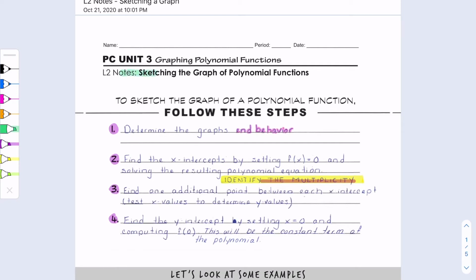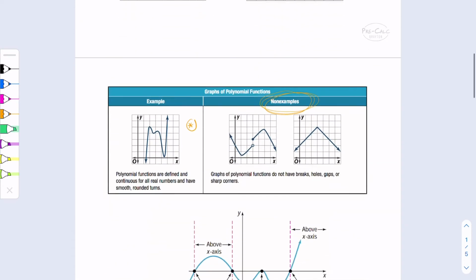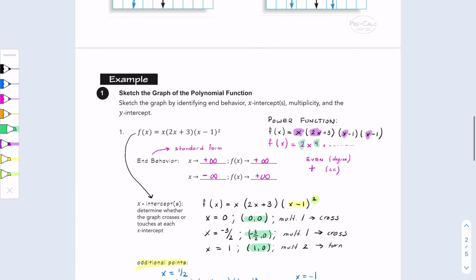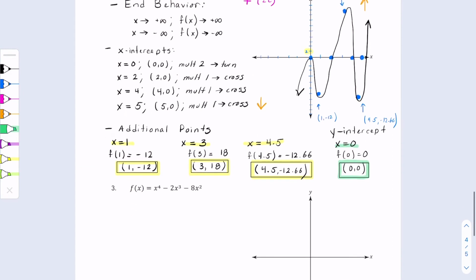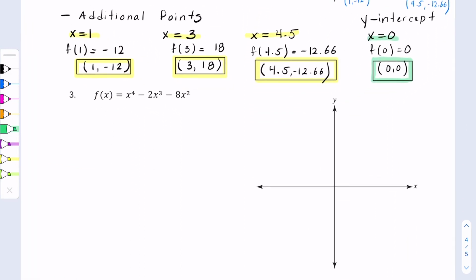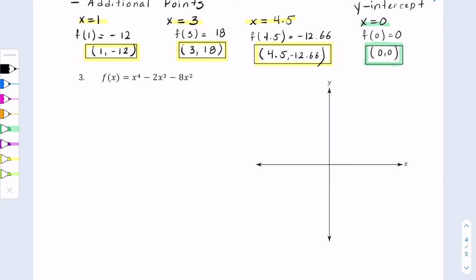Today we're going to finish Lesson 2 notes, sketching the graph of a polynomial function. So we left off with number 3. Number 3 is in standard form, it is not in factored form. Standard form is helpful for things like end behavior and the y-intercept, but it is not helpful to find the zeros. So I'm going to start by factoring x to the fourth minus 2x cubed minus 8x squared.